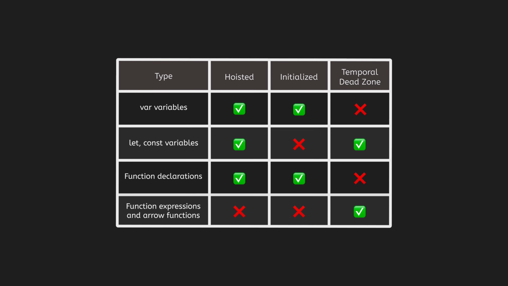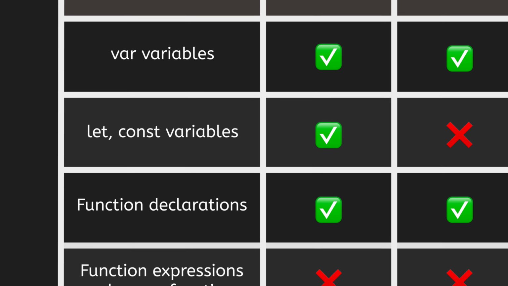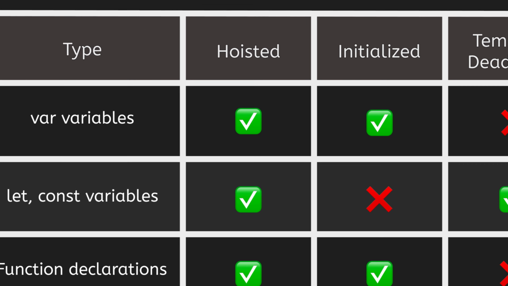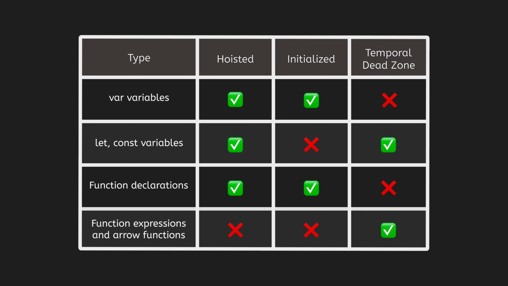To sum up, in this table we see a side-by-side comparison of how different variables and functions behave when it comes to hoisting, initialization, and the temporal dead zone. Keep this in mind when writing your code. It can save you from some confusing bugs.